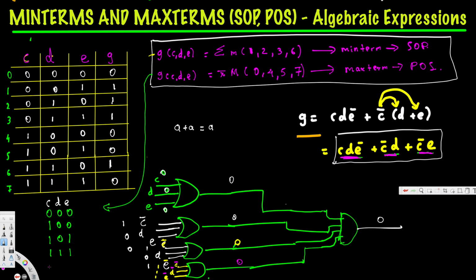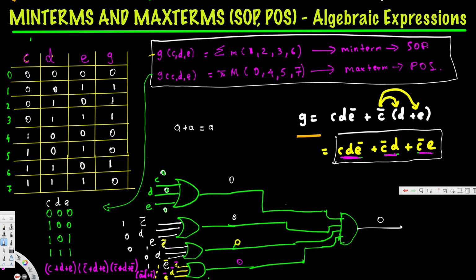First one we got C plus D plus E. And in the second one we have C naught, D, E: C naught plus D plus E. And the third one we have C naught, D, E naught: C naught plus D plus E naught. In the last one all of them are naught: times C naught, D naught, E naught.